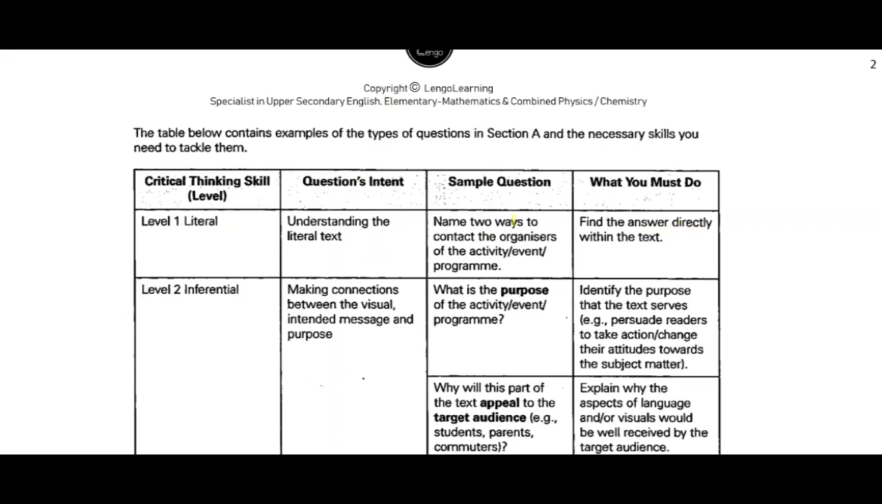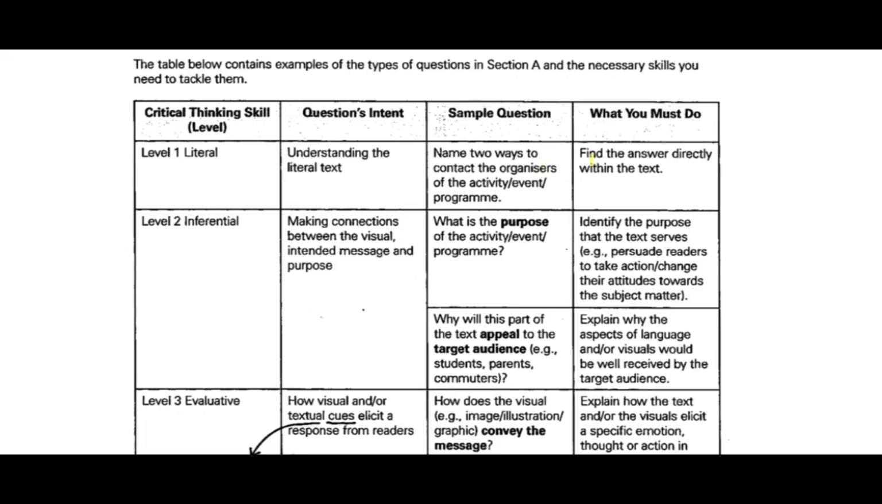So a sample question will be, name 2 ways to contact the organizers of the activity. Okay, so one way is, if it's stated there, you can email them, right? Another way will be you send them a message, right, over the phone. You can usually obtain this answer directly from the passage, from the text, visual text.